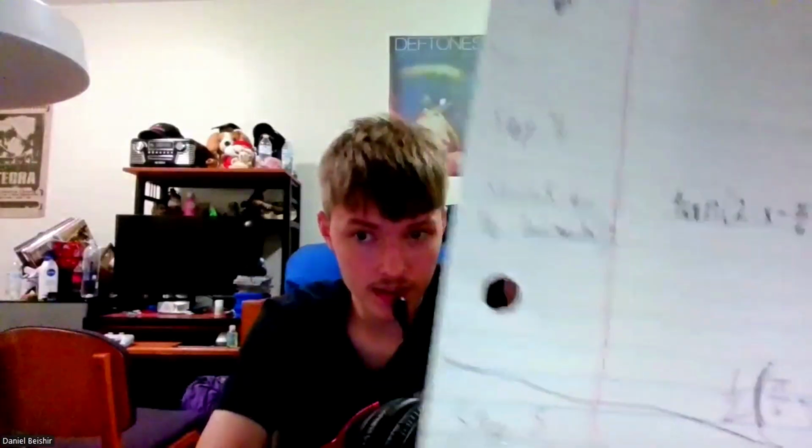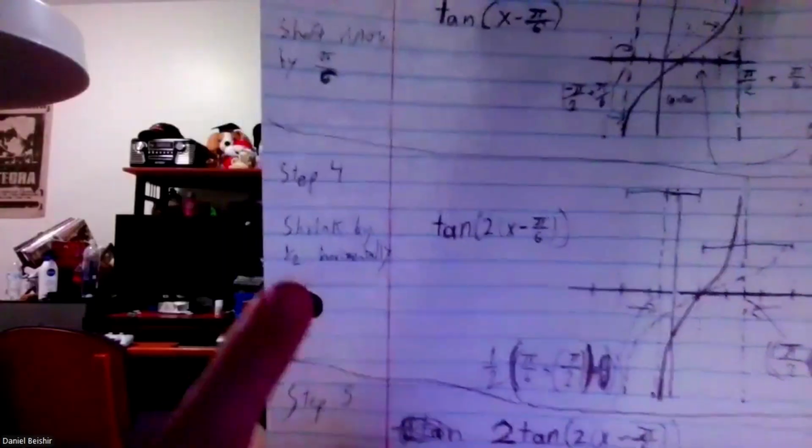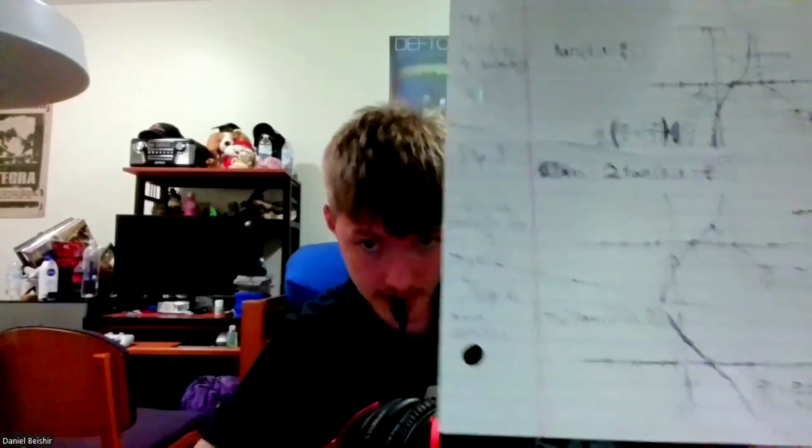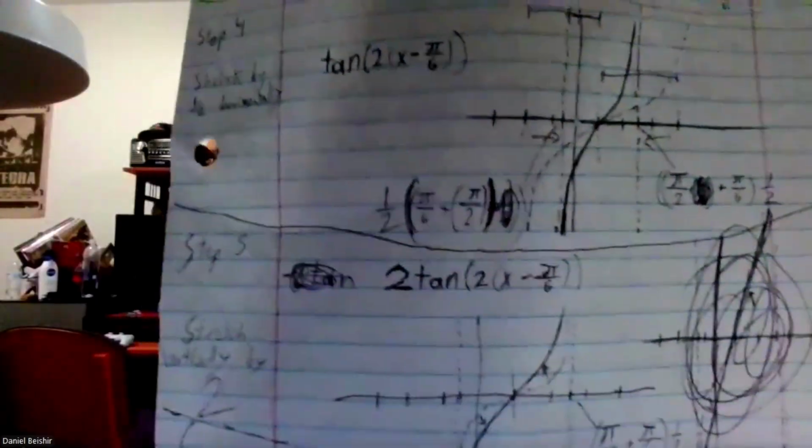Next we shrink by 1/2 horizontally because of that 2. So we just shrink relative to the middle of the tangent right there. The next step is to stretch vertically by 2. This is what it looks like. It doesn't really change much, but you can see it's just more stretched out vertically. And the next step is to reflect across the x-axis because of that negative sign from before.